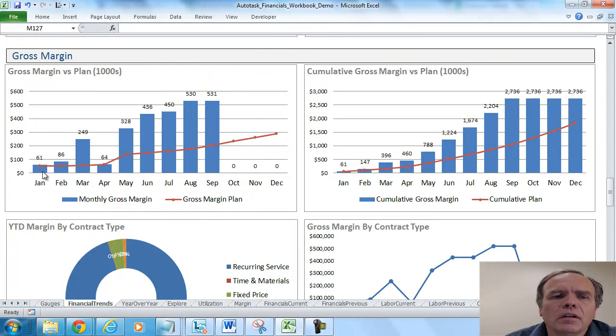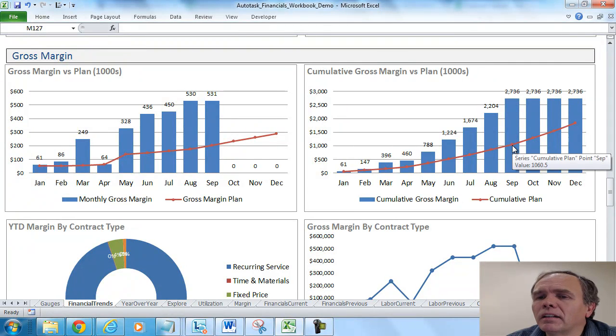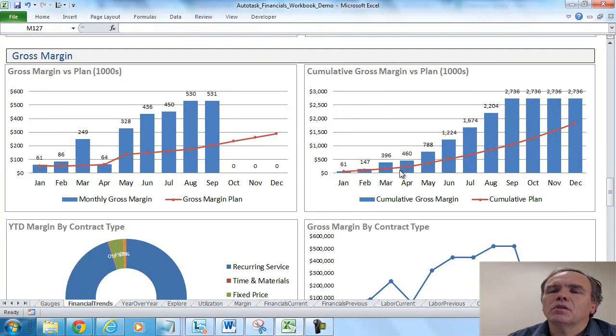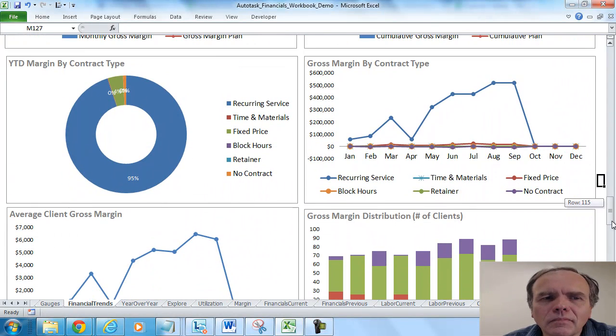Again, we see the margin per plan, but if we were looking at September, I could say, well, my cumulative gross margin was, in this case, 2.7 million. My plan was for like 1.06 million. So not bad, doing very well in terms of the overall plan, if this had been my plan. Year-to-date margin by contract, 95% of my margins are coming from recurring service.